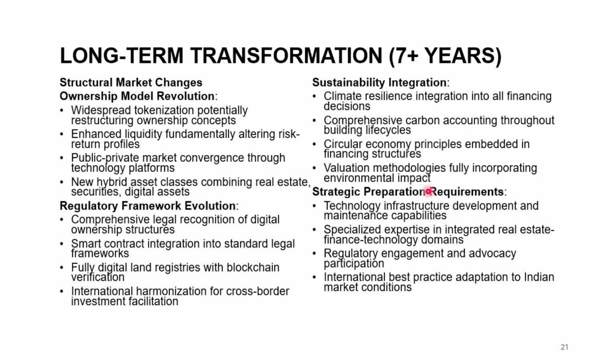Then we go to long-term transformation. The long-term transformation, looking beyond 7+ years, suggests fundamental structural changes in how real estate markets operate. So ownership model revolution may include widespread tokenization, potentially restructuring ownership concepts, enhanced liquidity fundamentals, altering risk-return profiles, public-private market convergence through technology platforms, and new hybrid asset classes combining real estate securities and digital assets.